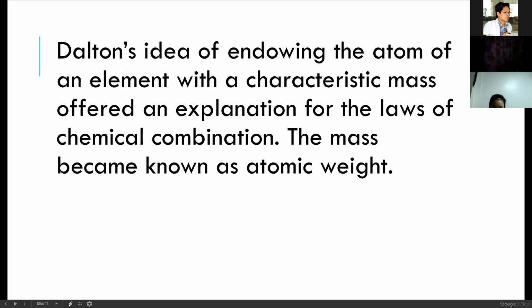Dalton's idea of an atom of an element with a characteristic mass offered an explanation for the laws of chemical combination. By the way, those are the laws of chemical combination. The mass became known as the atomic weight. Do you have now your periodic table of elements?